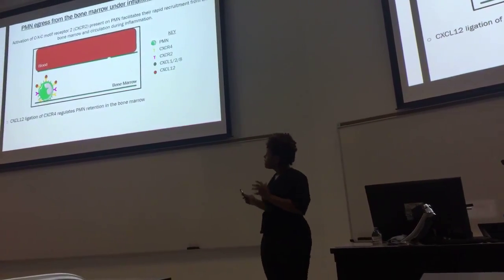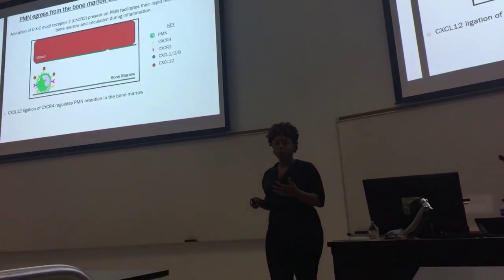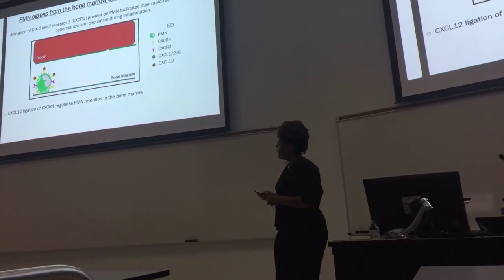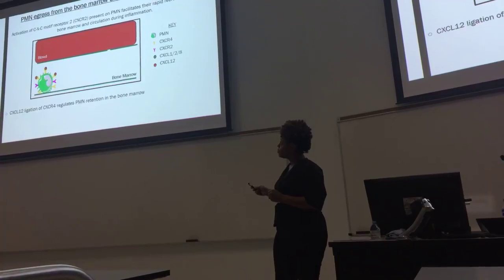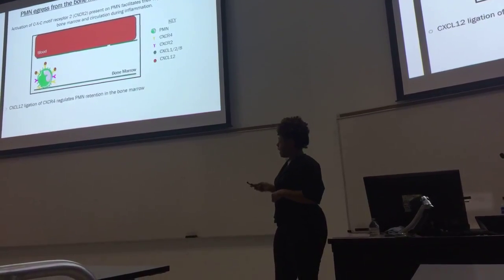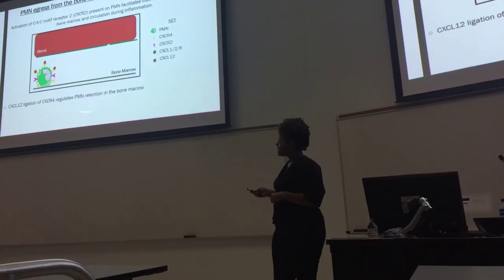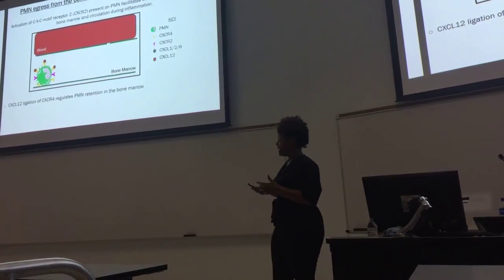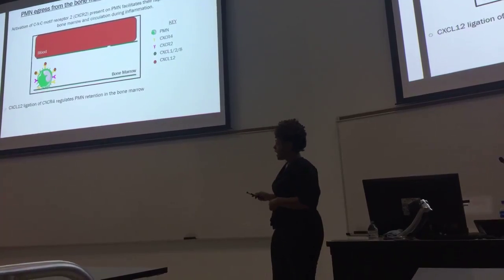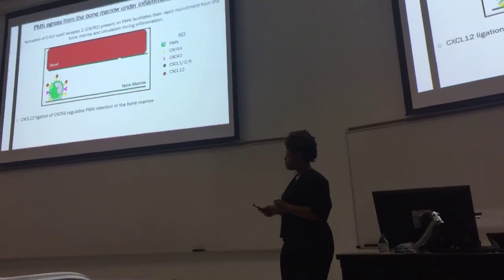So before these cells can play their role in acute inflammation, they must first be recruited from the bone marrow. For this to happen, the CXC motif receptor 2, or CXCR2, on the surface of PMN must be activated. Under healthy conditions, PMN are maintained in the bone marrow by CXCR4 mediated retention signaling. This is perpetuated by the continuous secretion of CXCL12, its ligand, by the bone marrow stromal cells.